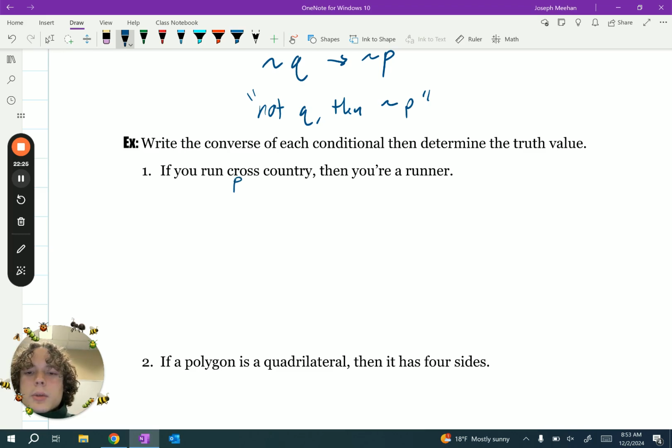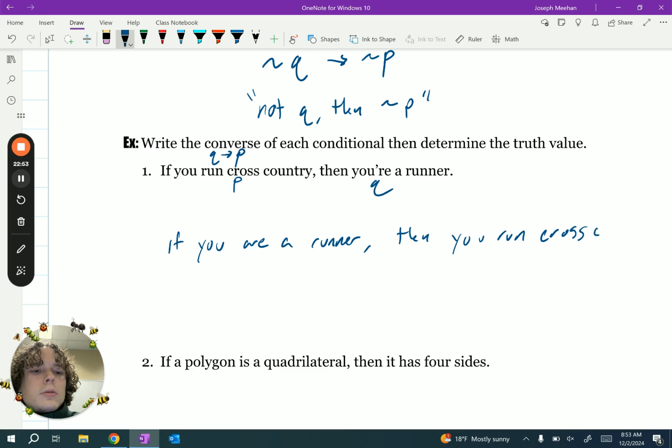So if you run cross country, that's the normal P. That's the beginning, the hypothesis, right? That's what we have right now. Then you're a runner, that's the Q. So here what we're going to do, I'm going to write a little note for us up here. The converse is if Q then P, right? So we're going to make it say, if you are a runner, then you run cross country. That's what it would look like, all right?